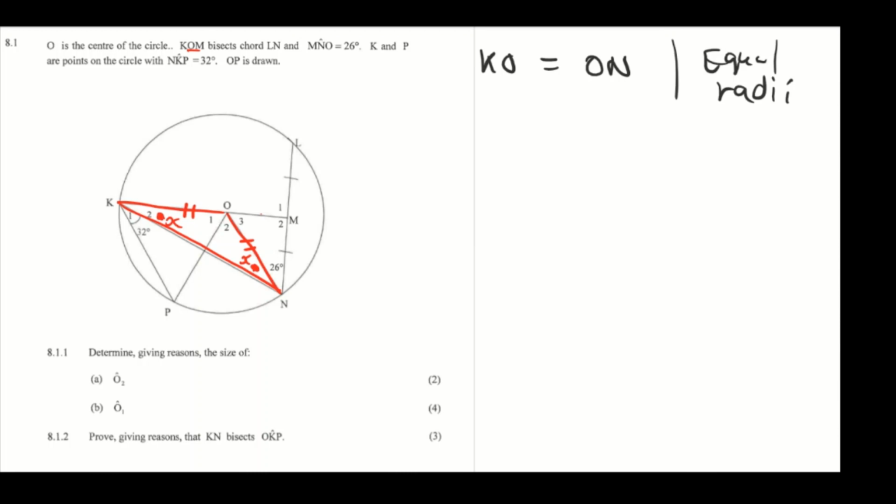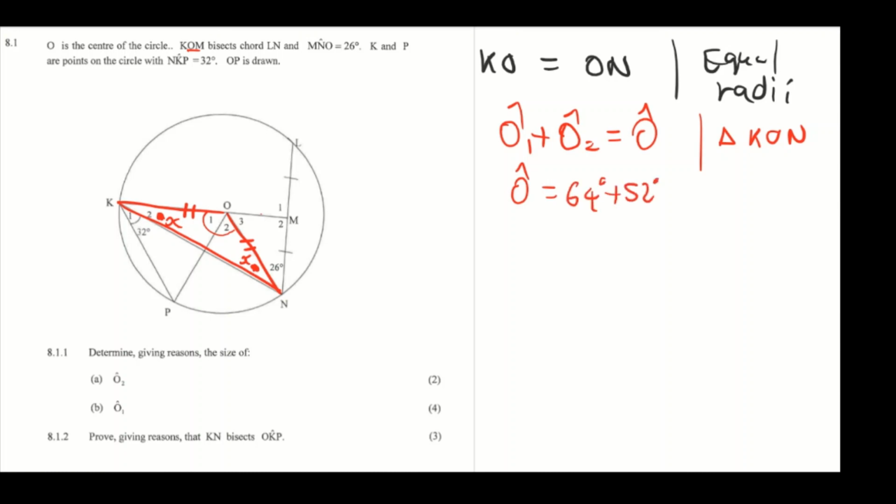We already know this O1 plus O2. We found O1, we found O2. So combined, you can say angle O1 plus angle O2 equals the entire angle O, but the O of which triangle? Of triangle KON, just to be specific. So what is that O? We know that it's 64 degrees plus 52 degrees, which if I combine the two, I got 116 degrees.